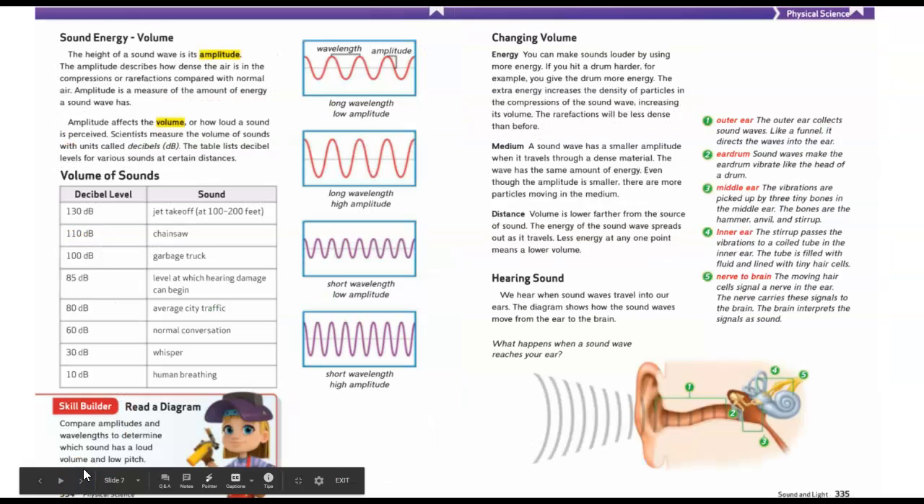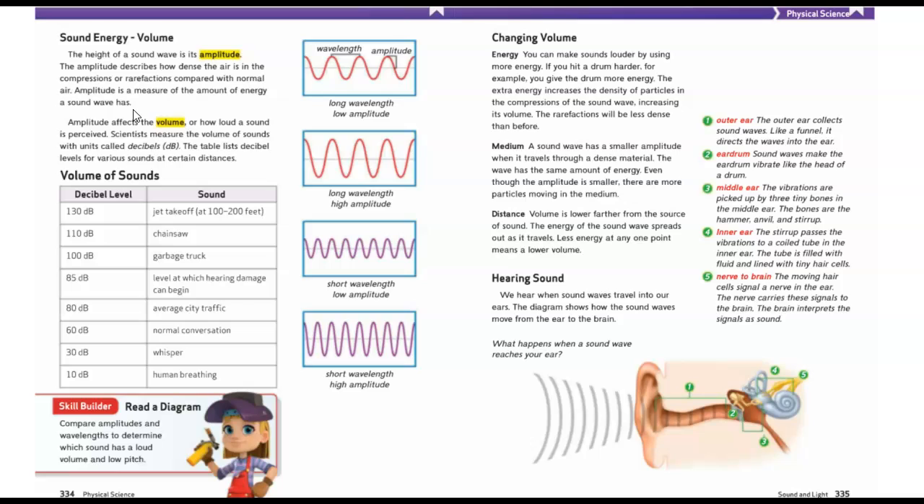Okay, all right, so this is what's really going to come in, this word amplitude, and our volume is what's really going to help you with your science experiment tomorrow. And wavelength. So, sound energy, volume. The height of a sound wave is its amplitude. The amplitude describes how dense the air is in the compressions or rarefactions compared with normal air. Amplitude is a measure of the amount of energy a sound wave has.